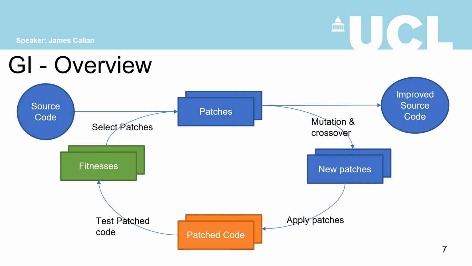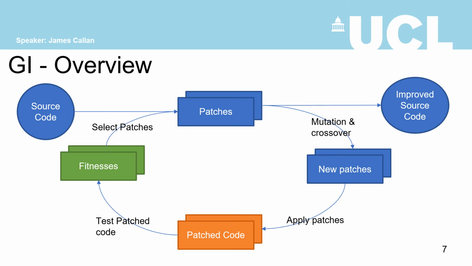Here we can see an overview of the whole process of genetic improvement. In genetic improvement, we begin with the source code of the application which we wish to improve. We then apply an iterative process to a population of patches on that source code, with the goal of finding a population of patches which improve the source code. At each step of the process, we begin with a population of patches. Firstly, we use the mutation and crossover operators to modify and recombine the patches. This will produce a population of new patches, and hopefully some members of this population will be an improvement upon the best members of the previous generation of patches.